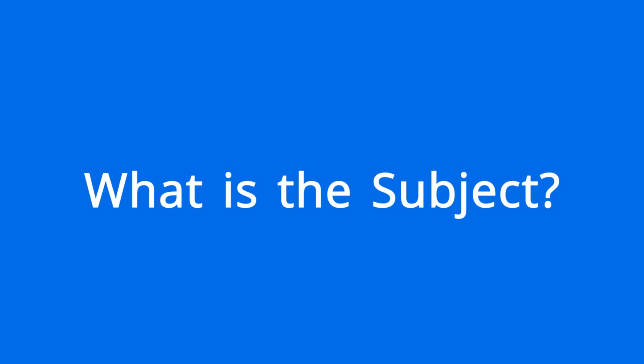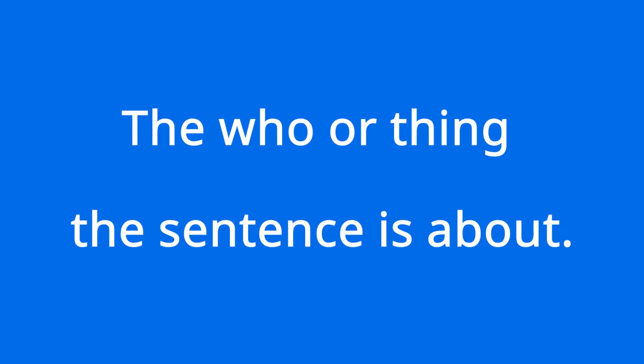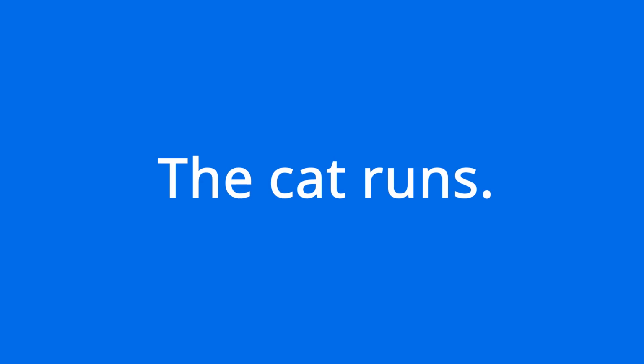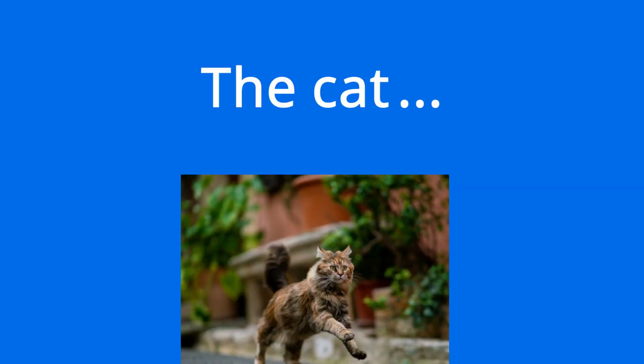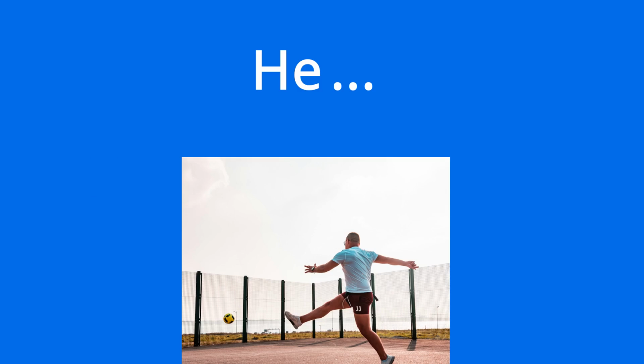Every sentence has two main parts. The first part is the subject. The subject is the who or thing the sentence is about. The cat runs. The subject is the cat. He kicked the ball. The subject is he.